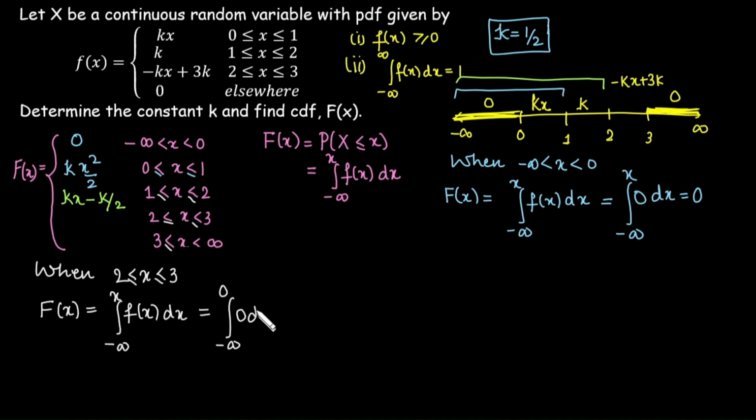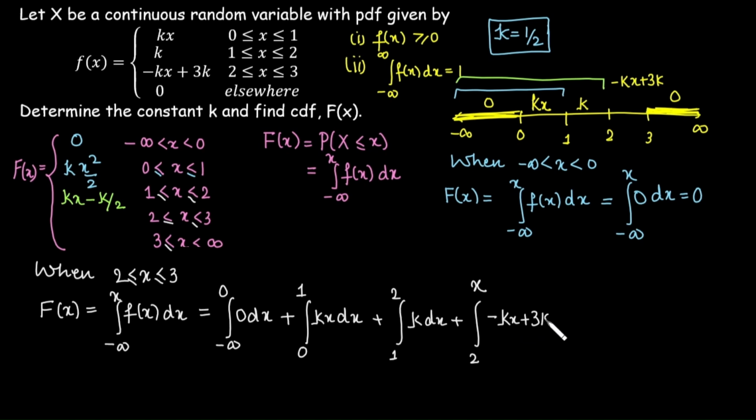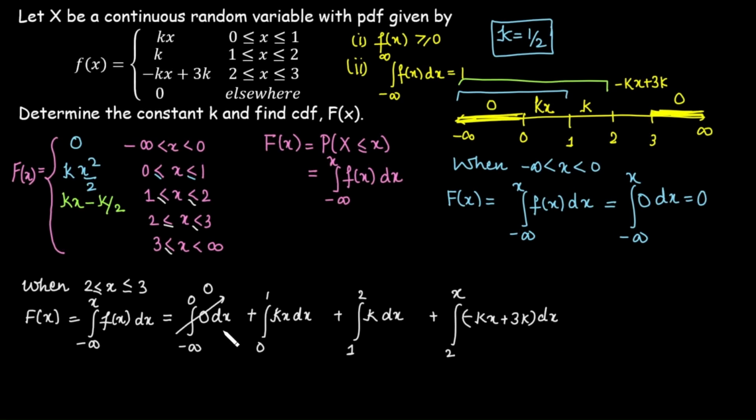function is 0, plus then 0 to 1, function is k of x dx, then 1 to 2, function is k dx, plus integration from 2 to x. So function is minus k into x plus 3k, take its integration with respect to x. This value is 0. Now let's calculate the integration of these three integrals.